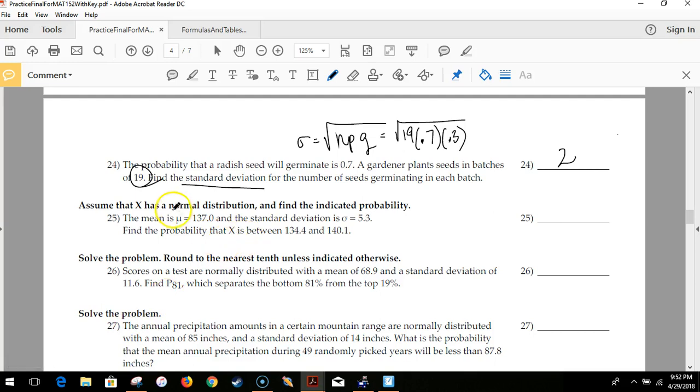Now we're going into chapter 6, and you'll know you're in chapter 6 because it will say normal distribution. The mean is 137 and the standard deviation is 5.3. Find the probability that you're between 134.4 and 140.1. No story, just straight to the numbers. I have 134.4 and 140.1, and I want to know the probability if I throw a dart at my bump that I land in the middle, but I'm going to need to change these over to z-scores. So the z-score for 134.4 is 134.4, subtract the 137, divide by 5.3.